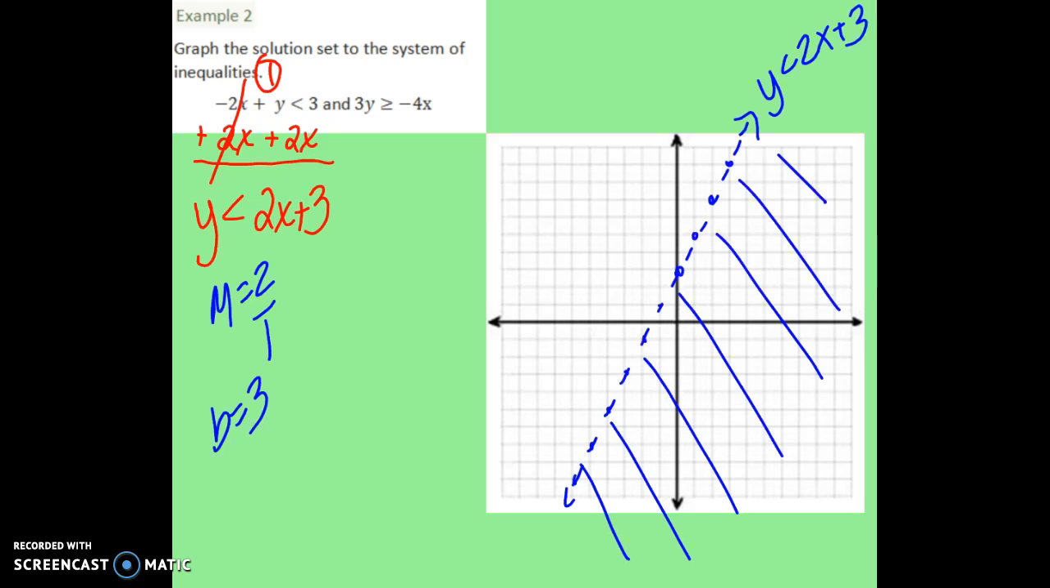All right, we're back. Take a look. Does yours look like this? Do you have a dashed line? Do you have your shading below? And did you label it? Because then that is perfect. All right, then we're going to graph the second one.